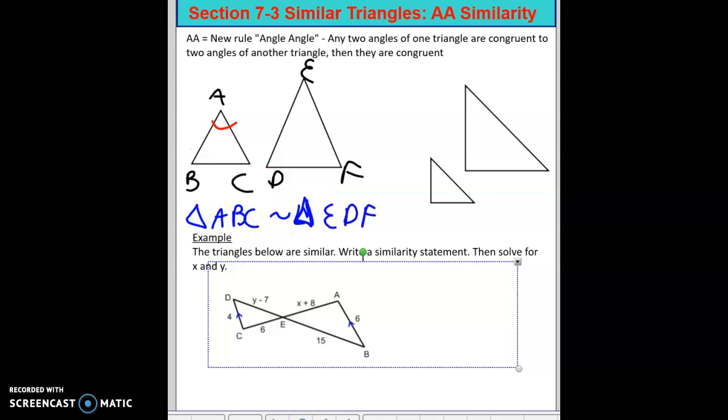And actually, I wrote the triangles wrong. I had to kind of refix it, but those are the correct ways for this example. Another way of writing it is an angle and an angle are congruent on this one, and an angle and an angle are congruent on this one.